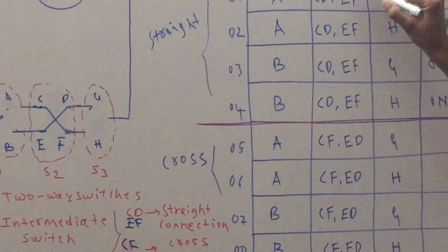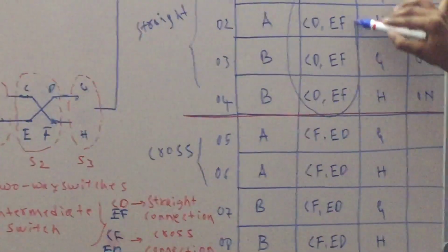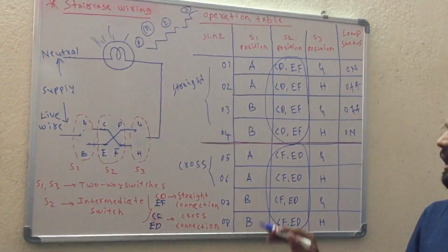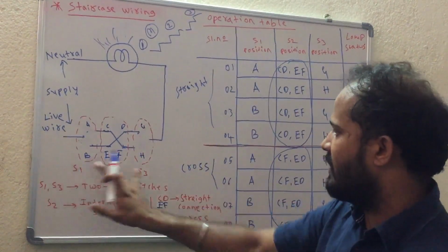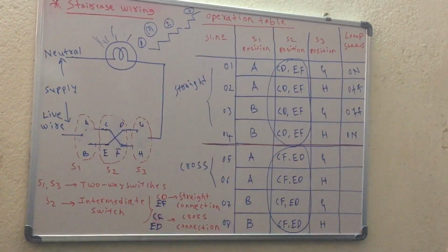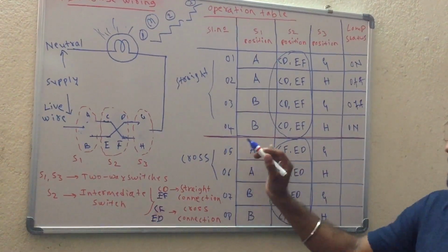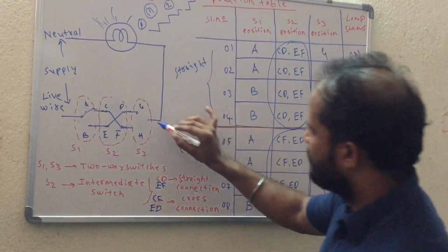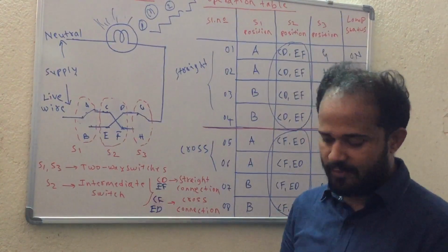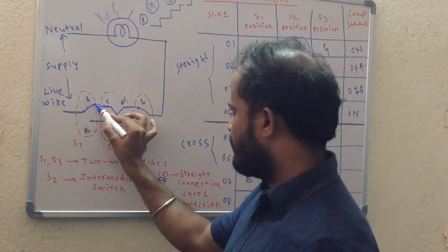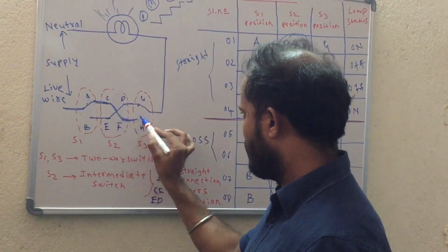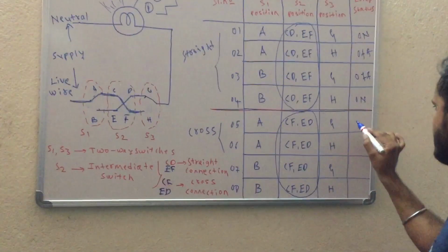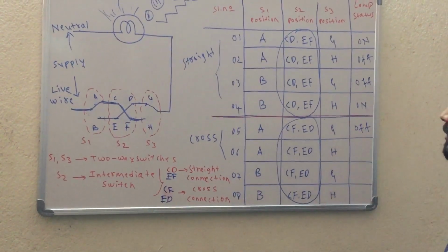Here you can see, in these 4 cases I have kept it as it is. In these 4 cases I will keep it to cross connection. And I keep changing the position of S1 and S3 and check for the possibility. If I keep the position of S1 to A, position of S3 to G. Now you can see, analyze it carefully. From here it is gone here, from here it is gone here. So there is no closed path, it will be open. Because of that fact, in this case, the bulb will be off.